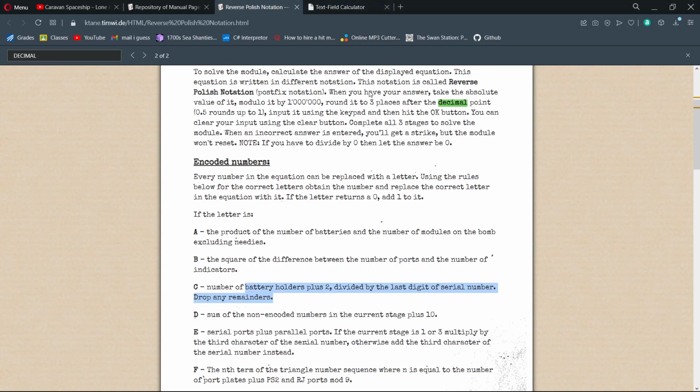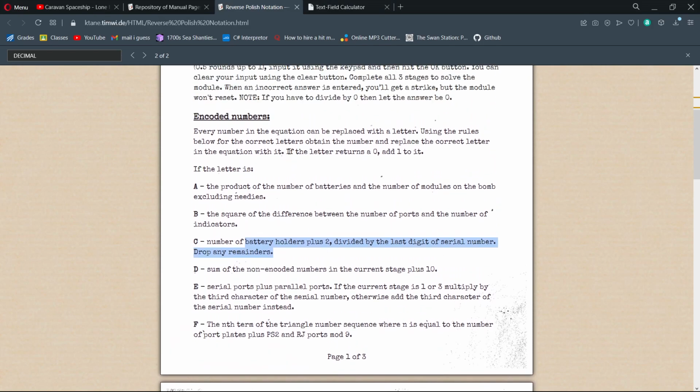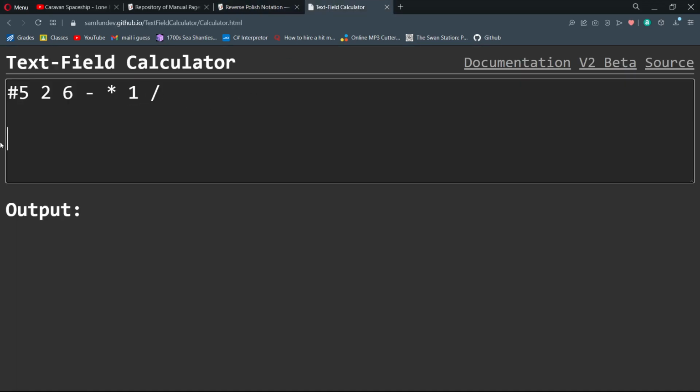So 2 divided by 6 is 0. However, if the letter returns a 0, we change it to a 1. So C is not actually equal to 0, it's equal to 1. So we want to change this. Okay, and then we go back to calculate. Right now, going from left to right, we have 5 in the queue, then we add 2 to the queue, and then we add 6 to the queue.